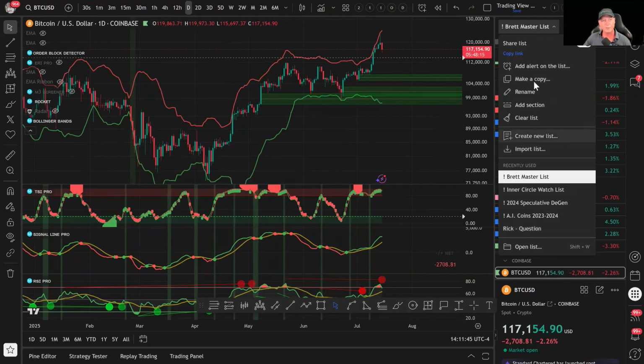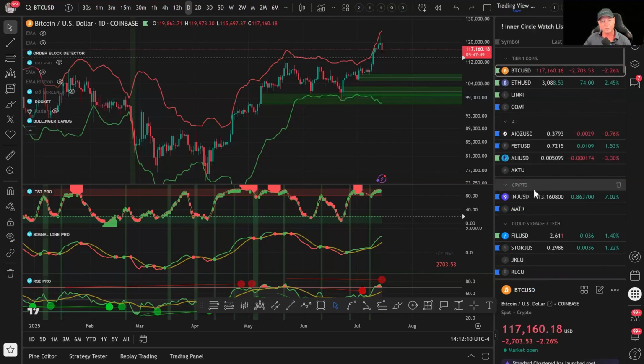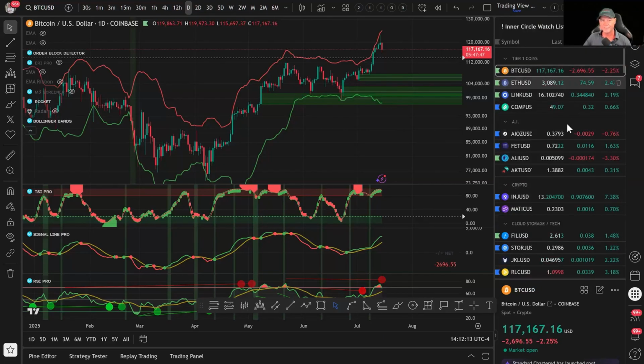You can create a new list right there. You can import a list. That's neat because I can actually share my lists with you guys, the private mentors. I can share our lists, and then you would go to import and just import it right into your own. And then just for a quick look, you can have sections. I'll show you that in the inner circle watch list. You can see we have it sectioned off.